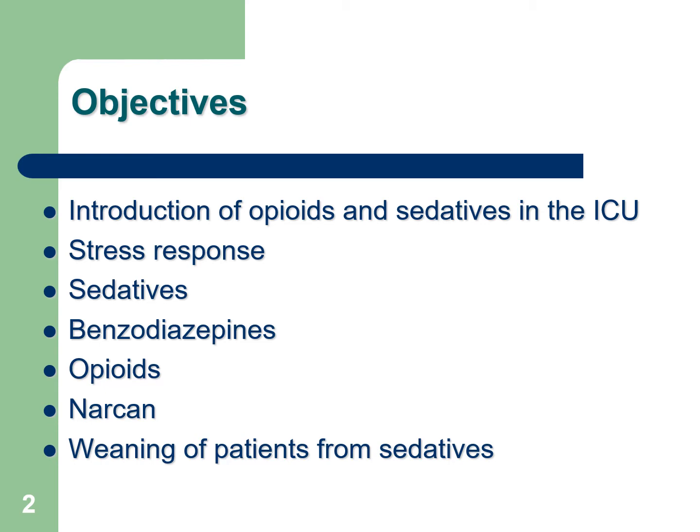We're going to speak about the various types of opioids and also the synthetic opioids. We'll speak about Narcan, which is used to reverse opioids. And then finally, we're going to speak about weaning of patients from sedatives. The importance of that is that we all try to get the patient off the ventilator, and if you don't wean down the sedatives to a proper level, you'll never get them off. So I hope you enjoy the presentation today.